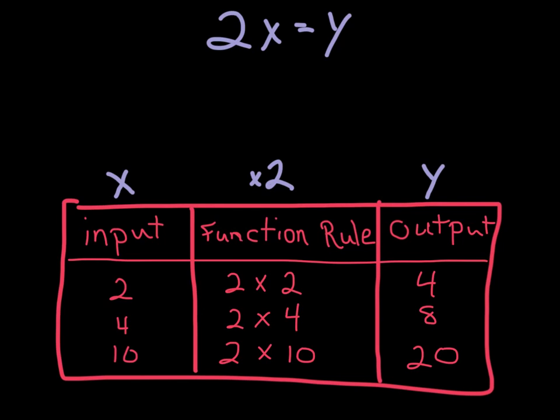In fact, instead of using the little x there for times, I'm just going to use the dot, to make things less confusing. Alright, so you can see if I take x and times it by 2, it equals y, so 2x equals y.